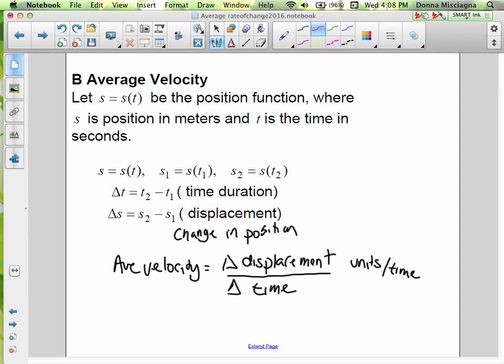If this isn't in your notes, add it to your notes, right? Because that's how we're going to calculate our average velocity, and that's what you did in those problems dealing with Wile E. Coyote. You figured out his change in displacement, his change in position. Displacement is change in position, and then you divided that by how much time had elapsed.